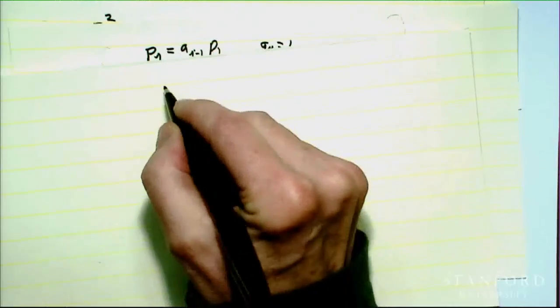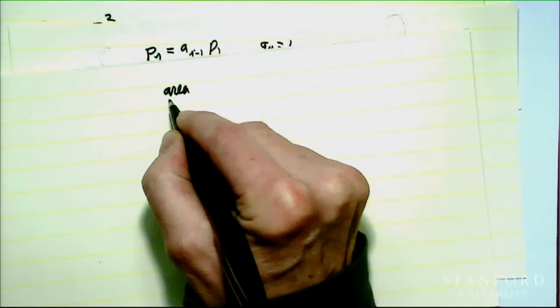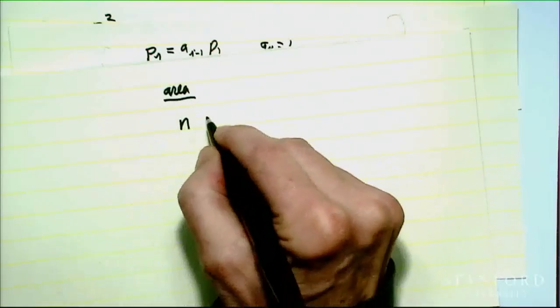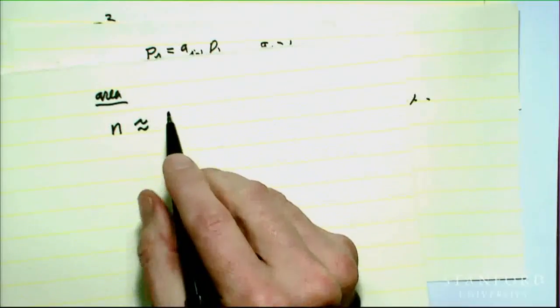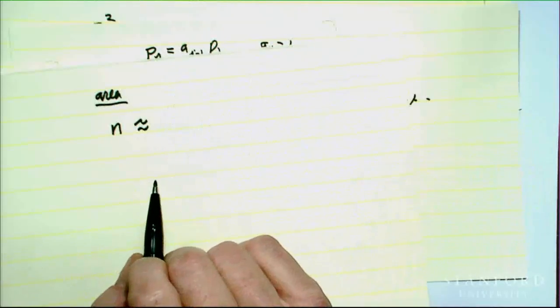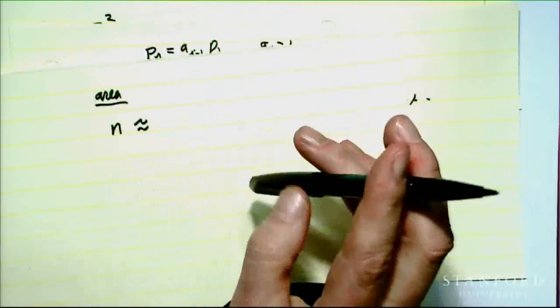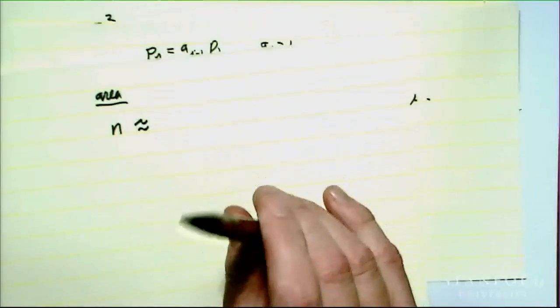But let's take stock first of what we've done. I'm going to come back to my pad now, and what we've done is we have a rectangle of area n, and that is approximately equal to the area of a circle, and that's where pi comes in, because that's the definition of pi.